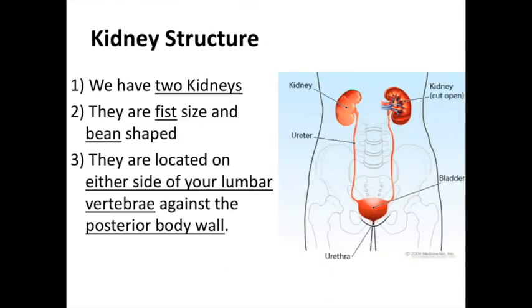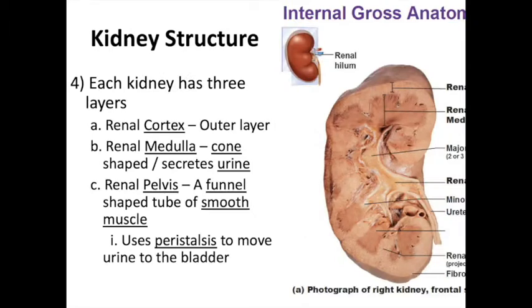So let's talk about what these things do. All right. So overall job, structures and things. Your kidney, which we have two of them, roughly fist size and bean shaped, hence the name kidney beans, because those kidney beans look like your kidneys. They're going to be on either side of your lumbar vertebrae, up against the posterior body wall. If you weren't here for the skeletal chapter or the directional terminology chapter, what that basically means is it's at the base of your backbone toward the back of your body behind you.